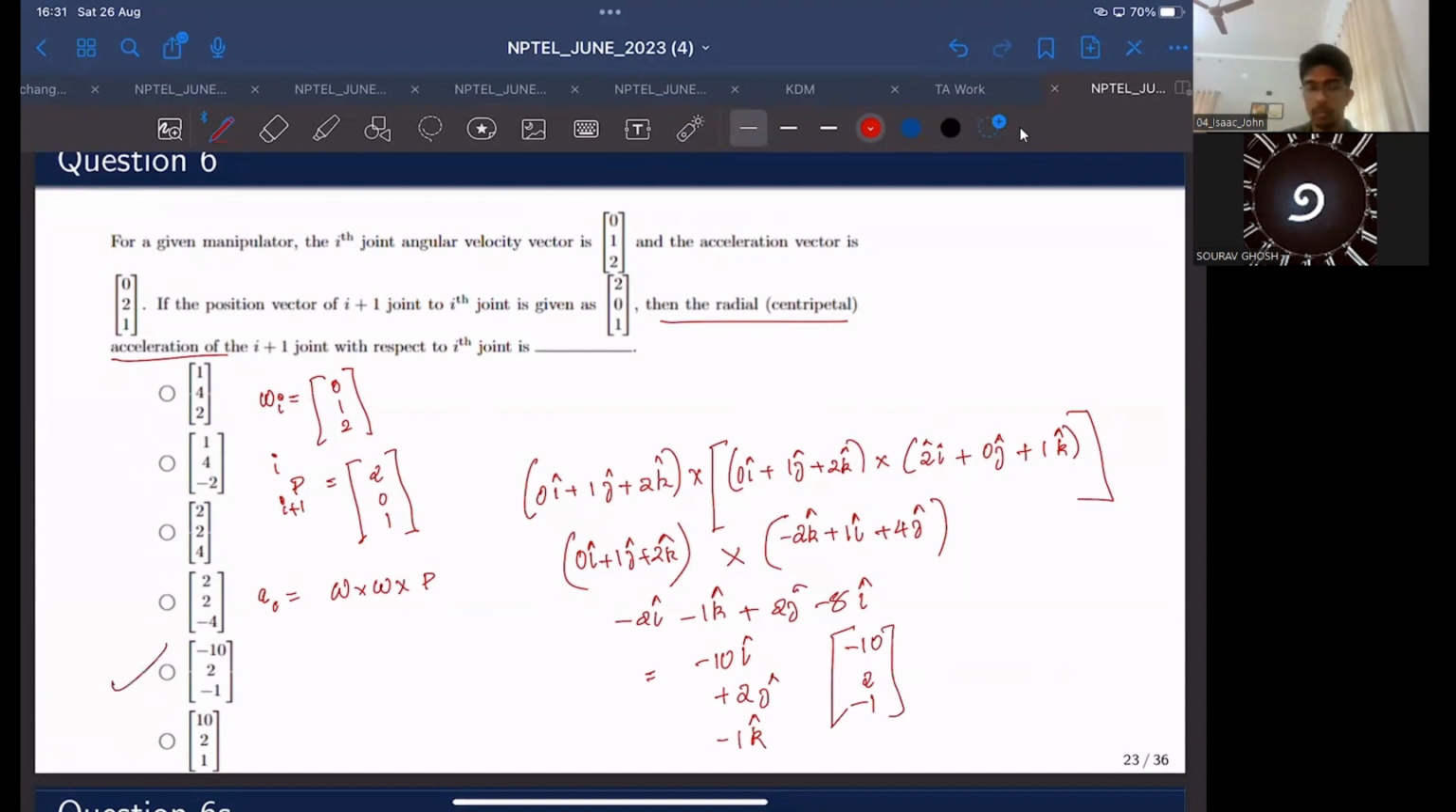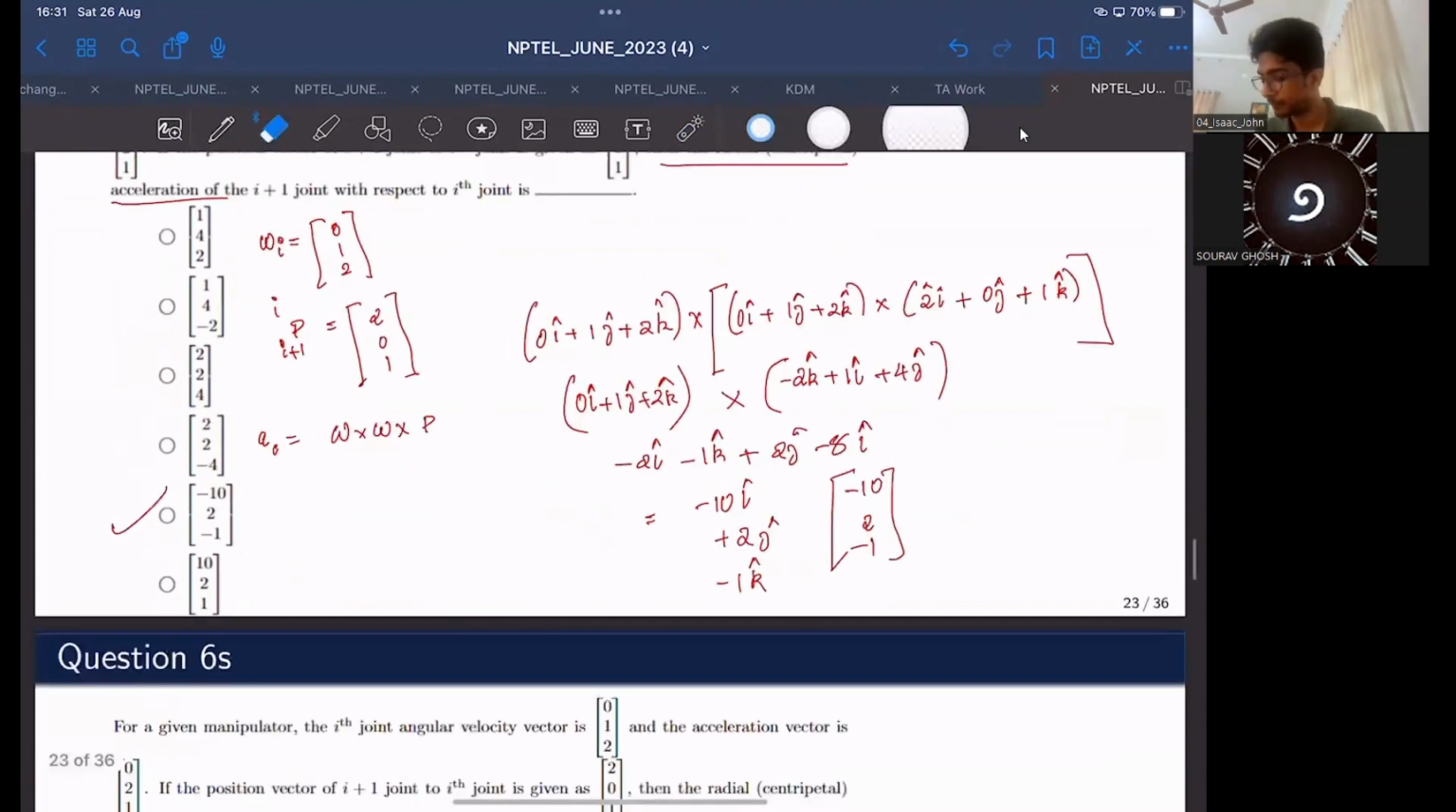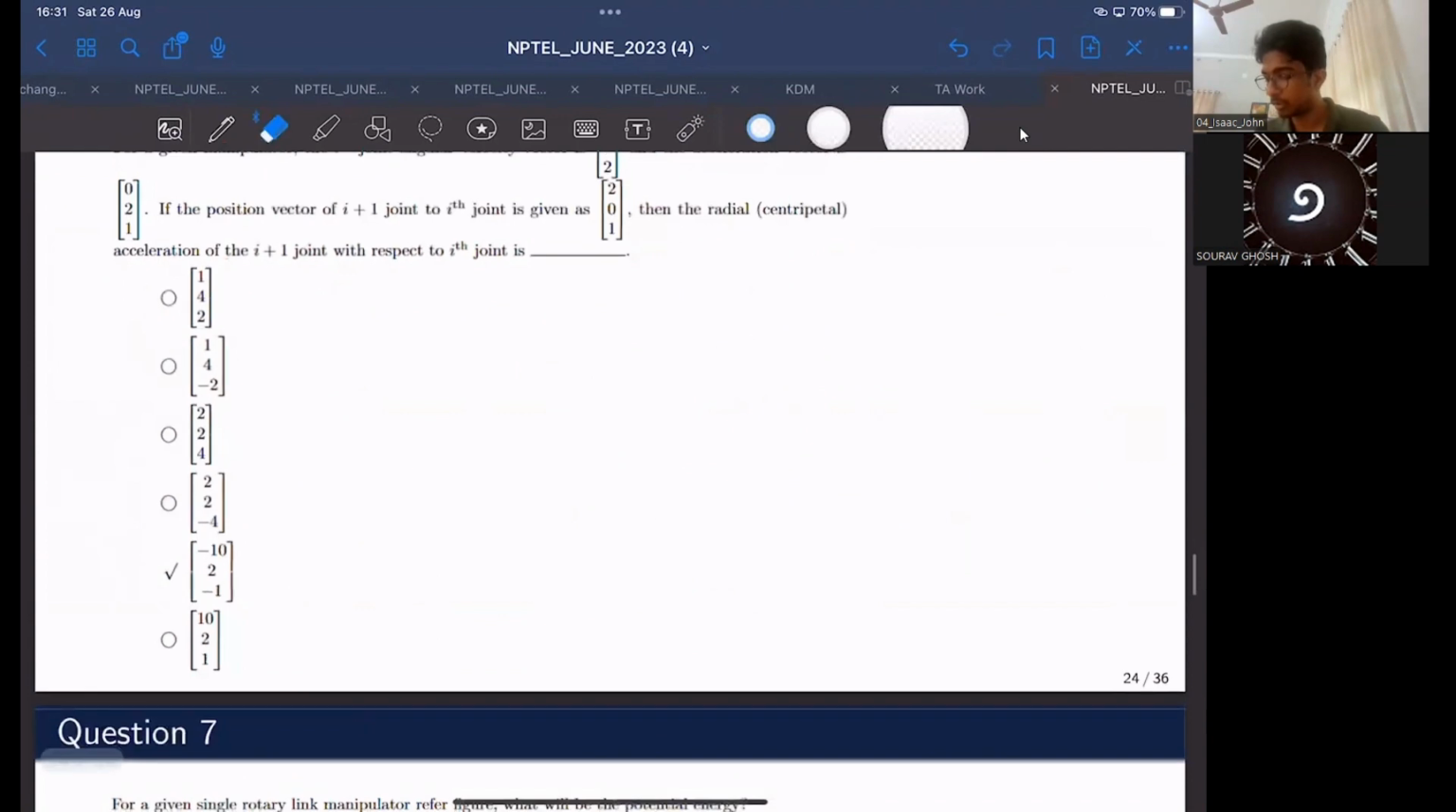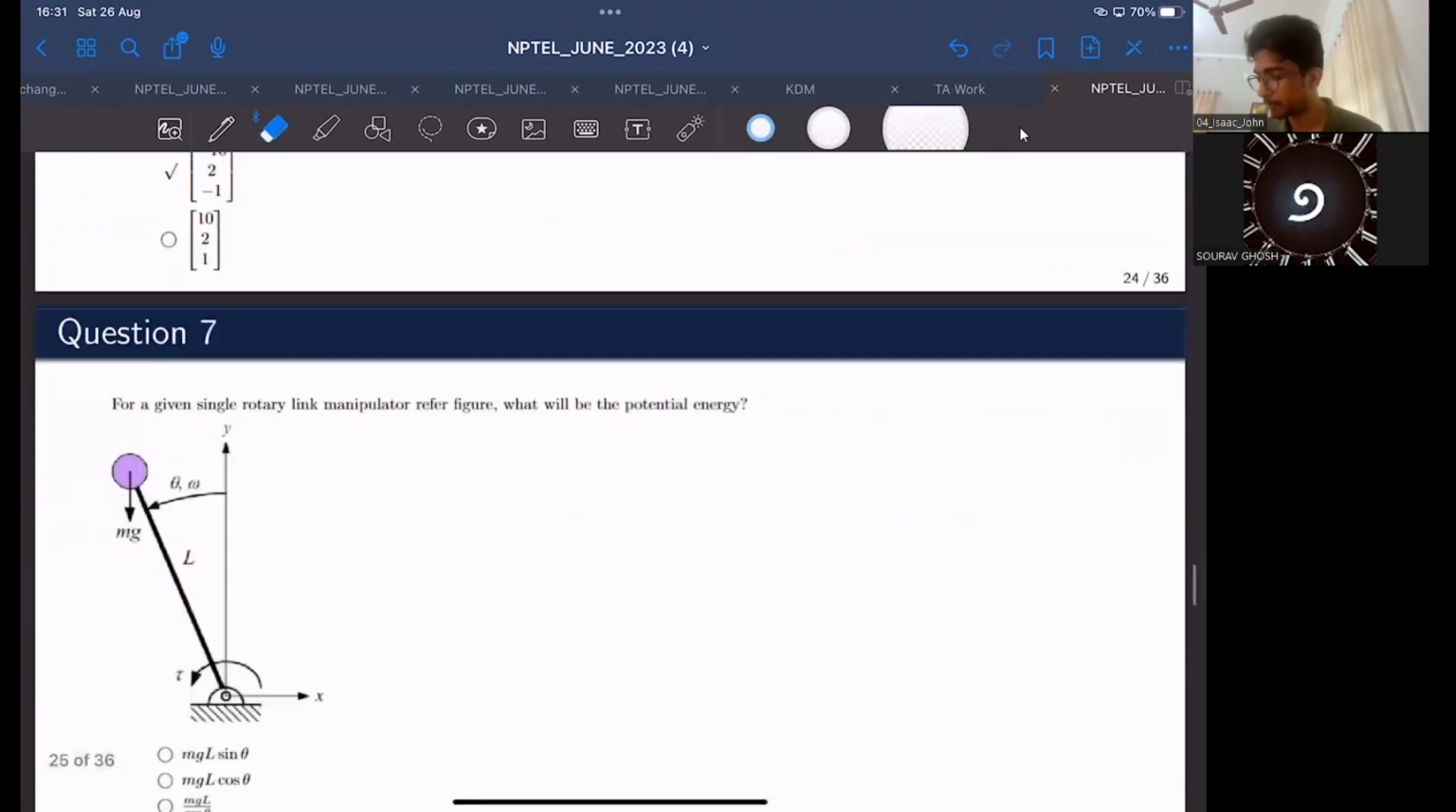Right? It's all about taking cross products. That's all this question is about. You need to identify what expression corresponds to the radial acceleration, and as we have seen in the previous question, the tangential acceleration. Yeah, so that is about it, the answer.